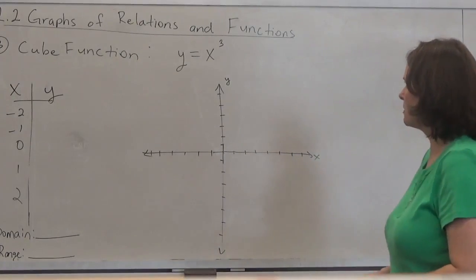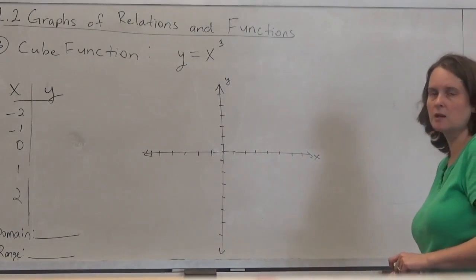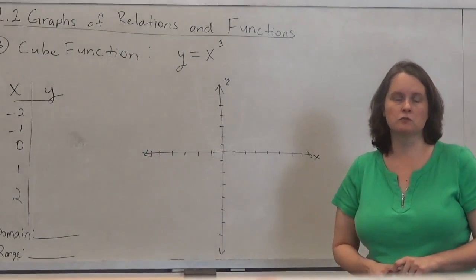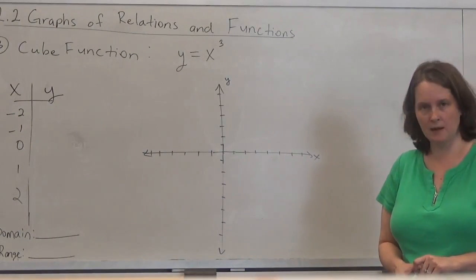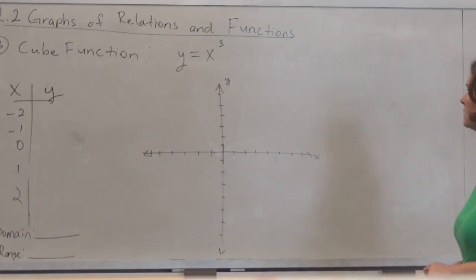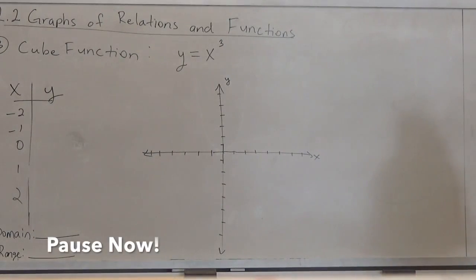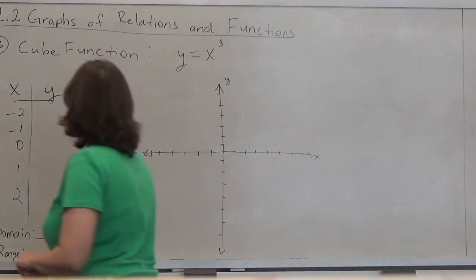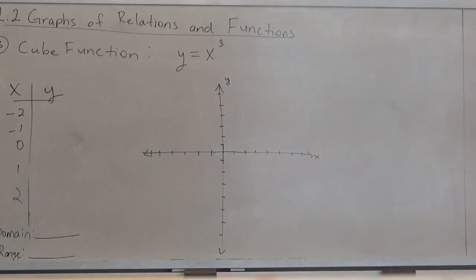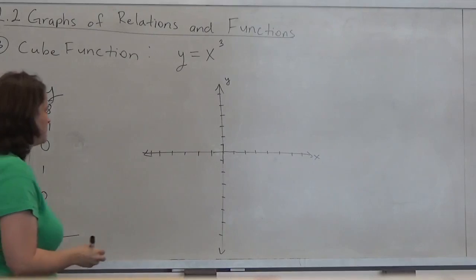But go ahead and take a moment and fill in your table and try to plot your ordered pairs that you get from your table. So in your table, your y values, you should have -8, -1, 0, 1, +8. Now let's plot those points.